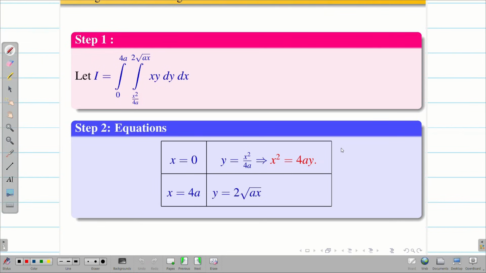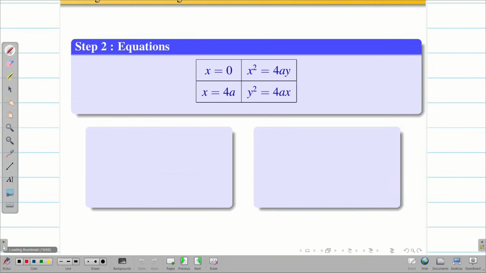Next, y equal to 2 into root ax. Simplifying this by taking square on both sides, y square is equal to 4ax. So both are parabolas. That is the knowledge we have. This is the parabola open at the top and this is the parabola open at the right. But we don't know the exact intersection point. For this, we need further investigation. As usual, you see here, these two equations, x equal to 0 and x equal to 4a, are going to be parallel to the y-axis. This is x equal to 0 and this is x equal to 4a.